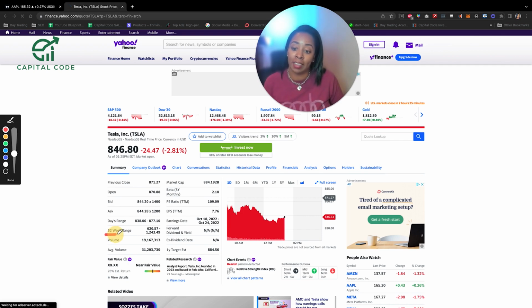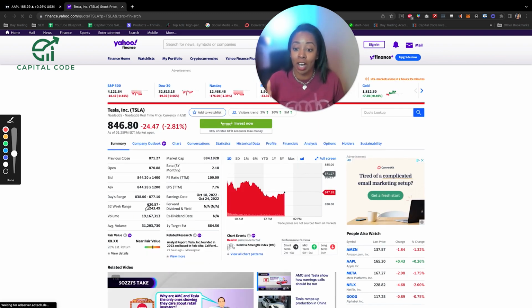But if we look at the 52-week range, it's been bouncing between $620 and $1,200. That's roughly a $620 gap. So if you had Tesla at these lows, around $620, and you held it and sold it at the high, you made a lot of money. Now today it's only at about this, and today it has a loss of 24.